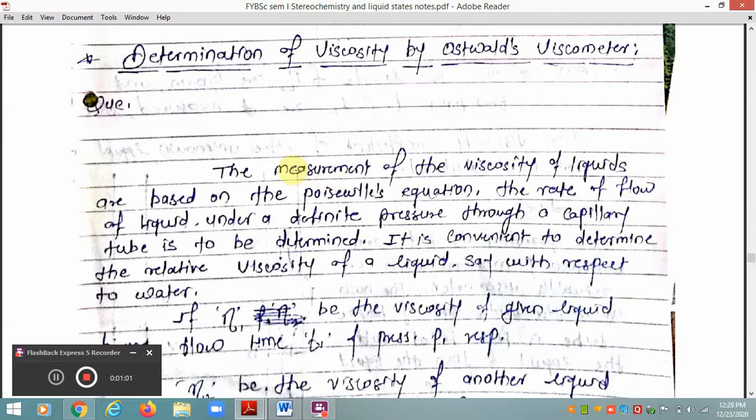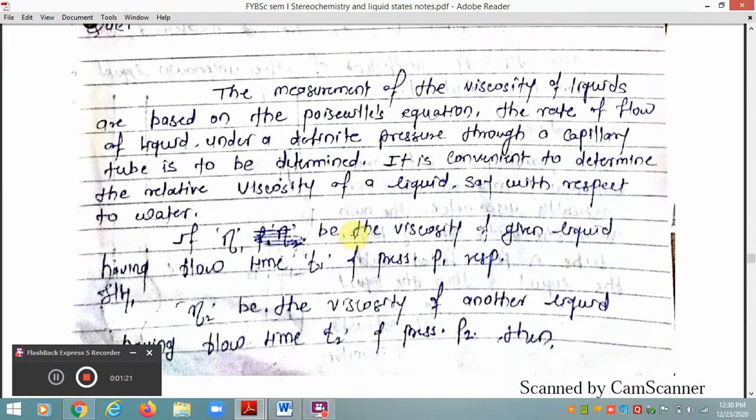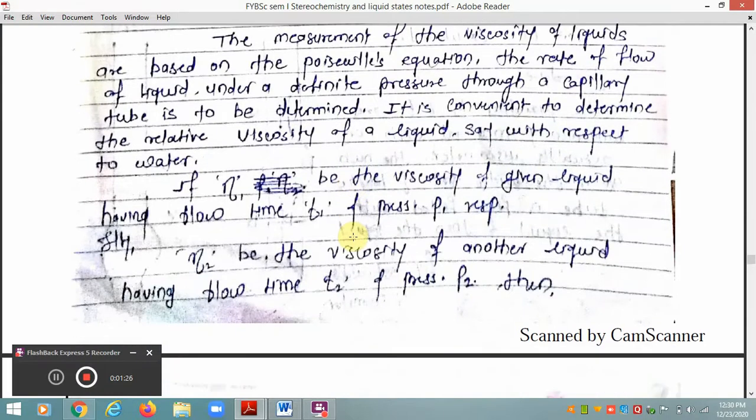about the determination of viscosity by a viscometer, which is called the Ostwald viscometer. So in this method, the measurement of viscosity of a liquid is based upon Poiseuille's equation, and this Poiseuille's equation gives the rate of flow of liquid under a definite pressure through the capillary tube, and it is convenient to determine the relative viscosity of a liquid rather than the exact viscosity. And for that purpose, we are going to use water to determine the relative viscosity of the given solution.